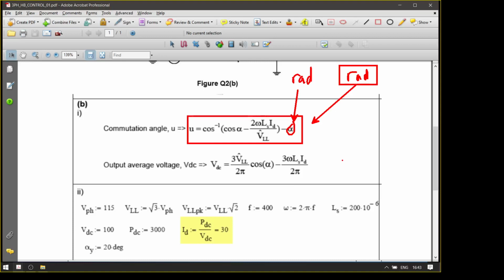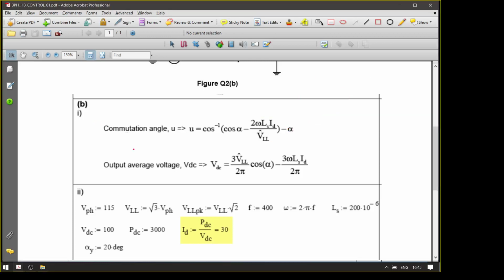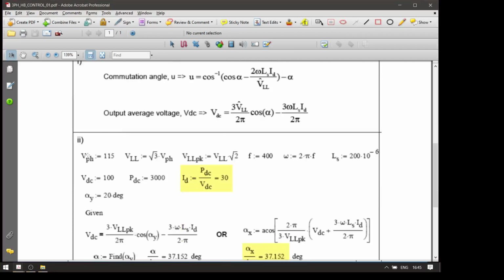Okay, so output average voltage. Just write that equation: VDC equals 3 V peak. When you write in terms of V peak line to line, this is the equation, and cos alpha again deals in radian, minus 3 omega Ls over 2 pi, and you get that equation. Okay, so this is what is given to you.